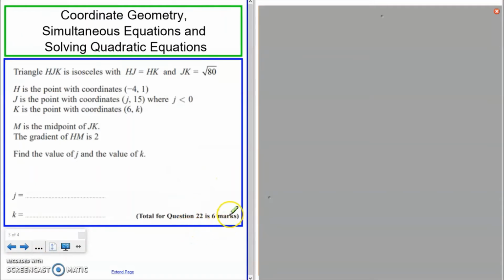Here we have a challenging 6-mark question which looks at coordinate geometry leading into simultaneous equations and then also solving quadratic equations. I would start this question off by drawing a diagram or a sketch which displays this information in an image, in a diagram. Could you pause the video at this point and have a go at answering this challenging grade 9 question?